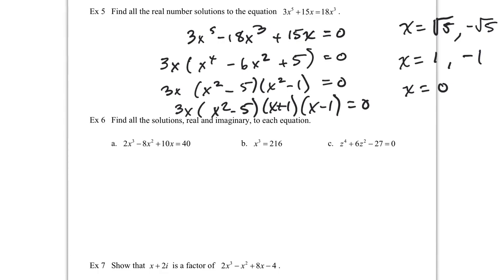So this is video number 3 for lesson 13. I went ahead and worked out the first problem. I went ahead and put the 18x cubed to the other side. I'm going to walk you through this real quick.